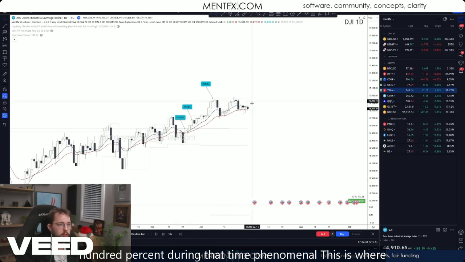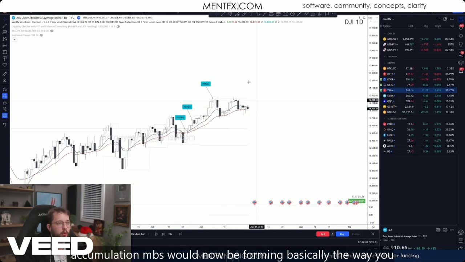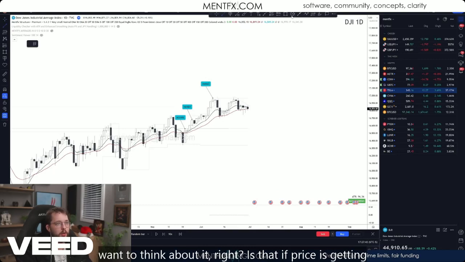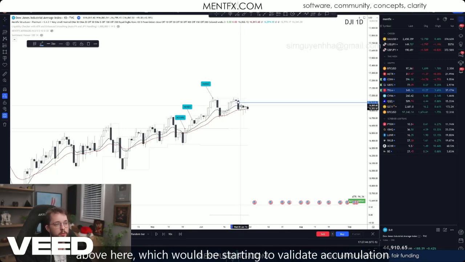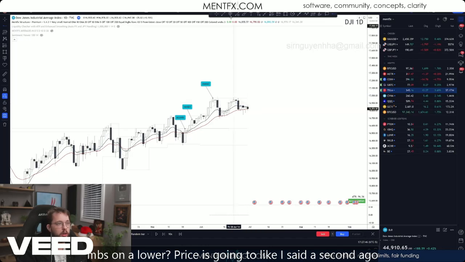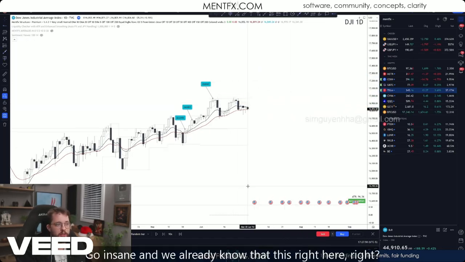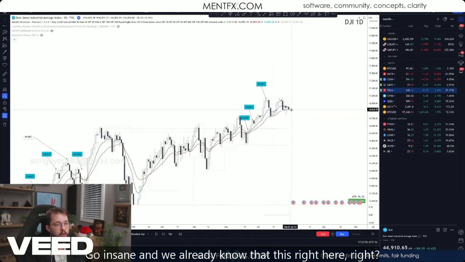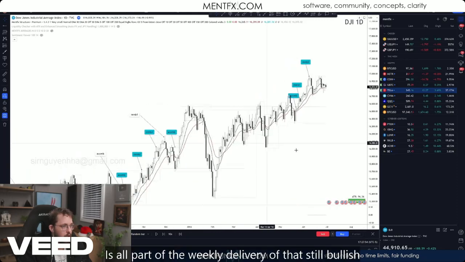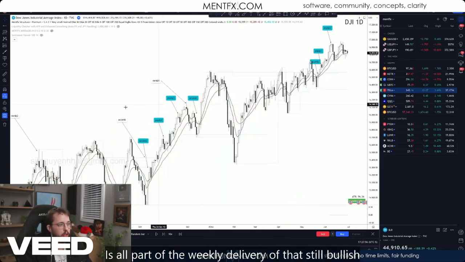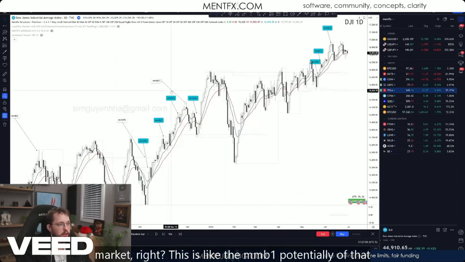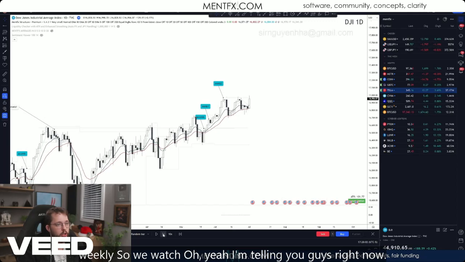Phenomenal. This is where accumulation MBs would now be forming. Basically, the way you want to think about it is that if price is getting above here, which would be starting to validate accumulation MBs on a lower time frame, price is going to, like I said a second ago, go insane. And we already know that this right here is all part of the weekly delivery of that still bullish market. This is like the MMB1 potentially of that weekly. So we watch.